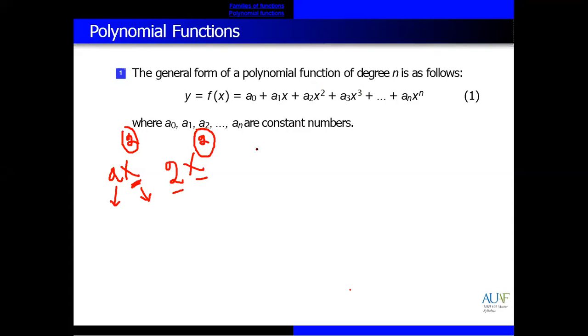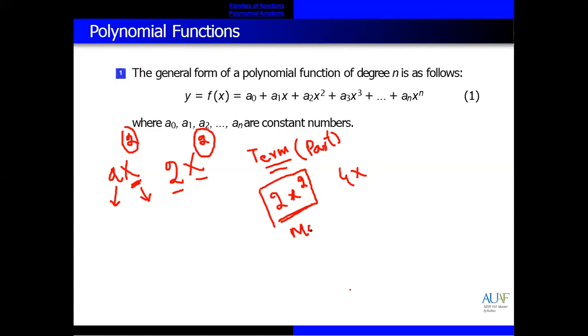What is term? Term is the combination of all these three things. You can say that part. So term is a single number or a combination of all these three things. For example, 2x square. So this is called term. For example, we have 4x. 4x is also a term. 2x square, this is called monomial, just one term, only one part. Monomial.